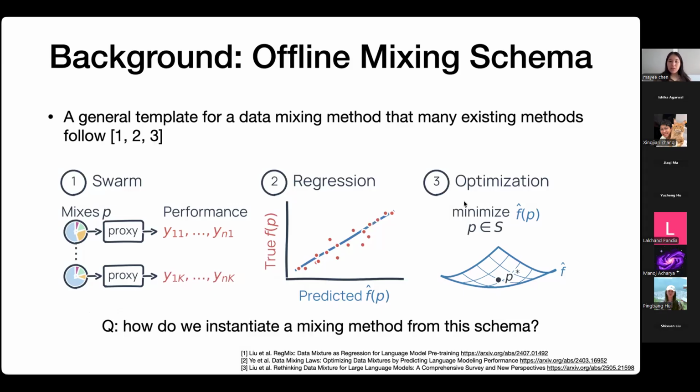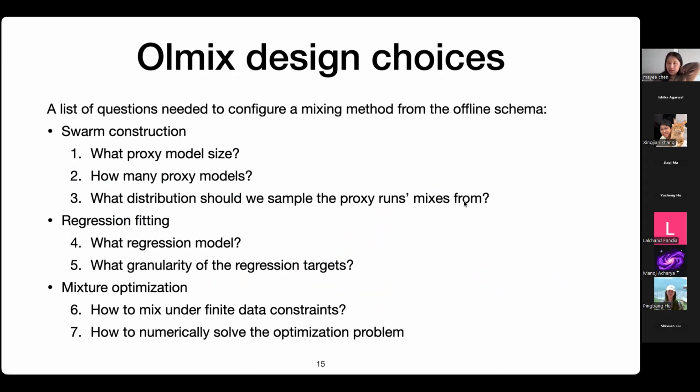So the question is, how do we create a good mixing method that follows this general procedure? First, by examining this schema, we came up with a big list of questions that a practitioner needs to go through in order to define a mixing method from this general procedure. You can think of this as a checklist. In constructing the swarm, you need to determine how big these proxy models are and how many you need. You also need to determine the distribution you should sample the mixes from for this swarm.